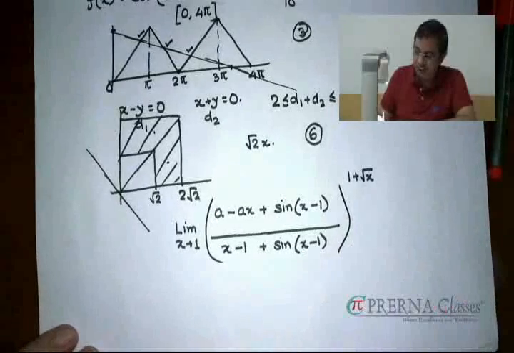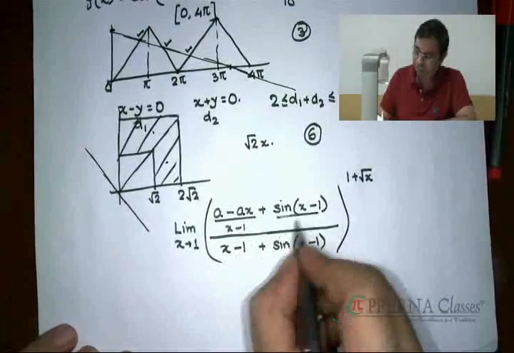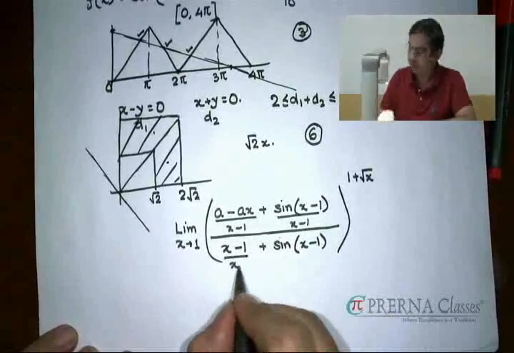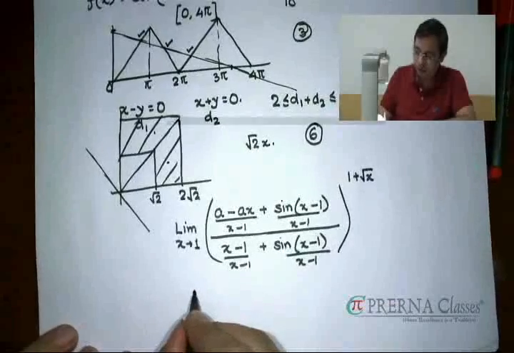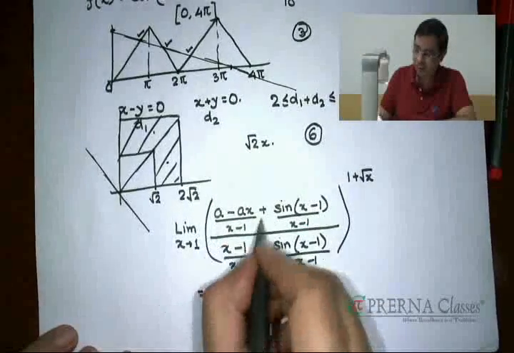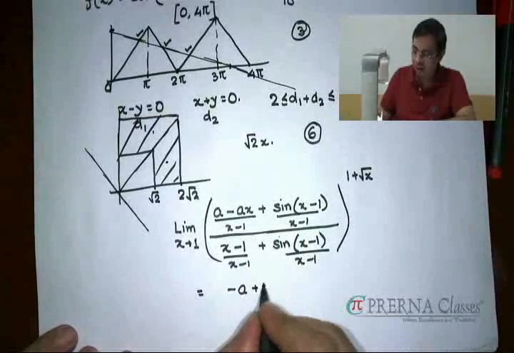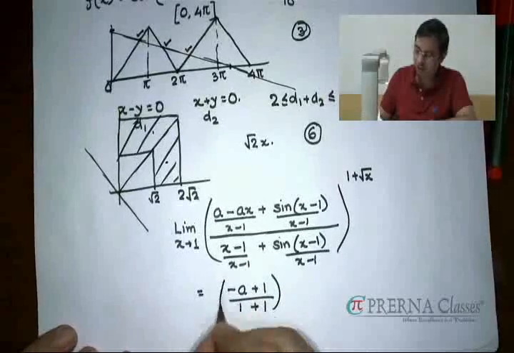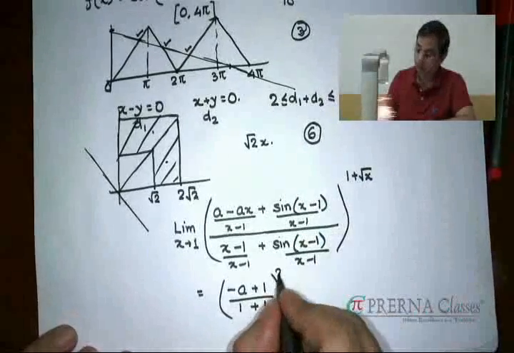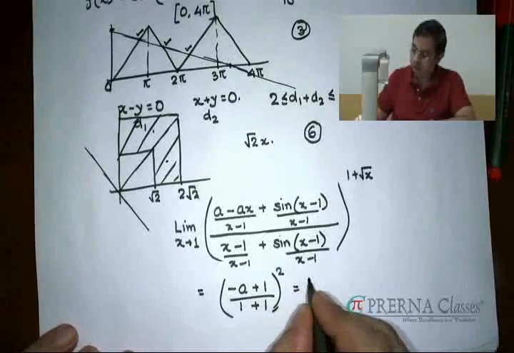I can then easily divide each of these terms by x minus 1. Thereby giving us that the limit of this part is going to be minus 8, the limit of this part is going to be plus 1. In the denominator, each of the parts is 1. The limit of this exponent is turning out to be 2. This limit was required to be 1 by 4.